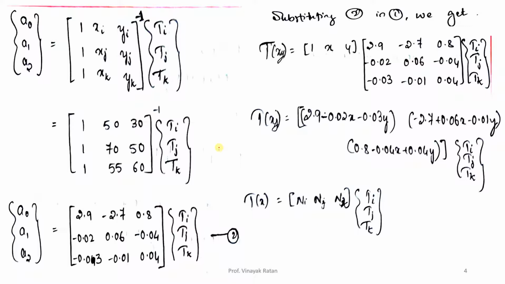2.9, minus 2.7, 0.8, minus 0.02, 0.06, minus 0.04, minus 0.03, minus 0.01 and 0.04. Are you getting it? Directly you will get this matrix. But make sure you have entered the matrix correctly in matrix A. So this is how you find the inverse of a matrix directly using your calculator, whether it is a 2 cross 2 matrix or 3 cross 3. Not more than that.